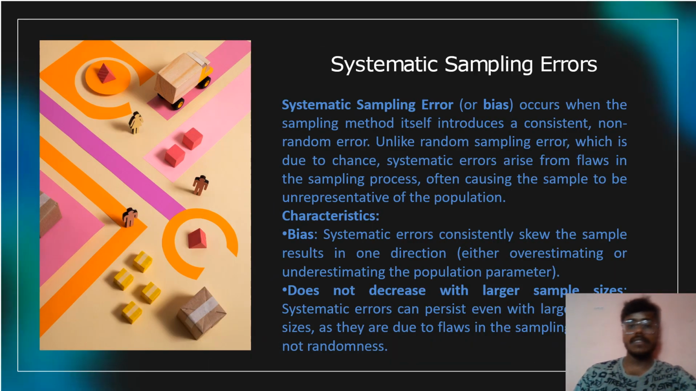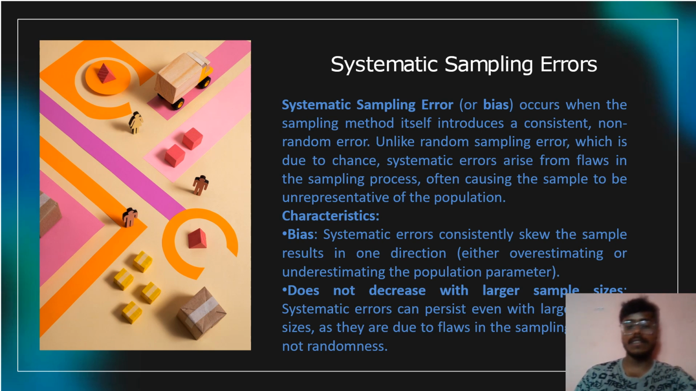Then the next one, systematic sampling errors. Systematic sampling error, or bias, occurs when the sampling method itself introduces a consistent non-random error. Unlike random sampling error, which is due to chance, systematic errors arise from flaws in the sampling process, often causing the sample to be unrepresentative of the population.